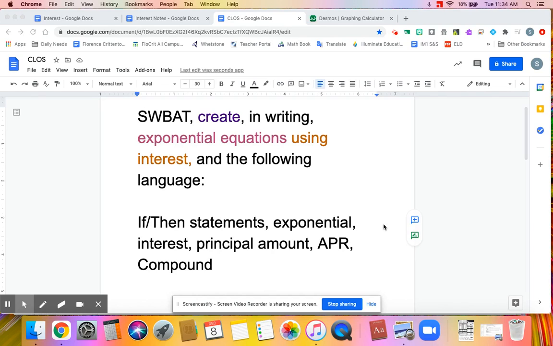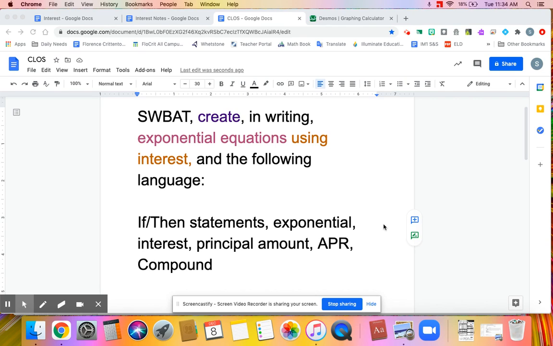The CLO for this lesson is that students will be able to create, in writing, exponential equations using interest, as well as the following language: if-then statements, exponential, interest, principal amount, APR, and compound. So, in your own words, what do you think you're going to learn how to do in this lesson?